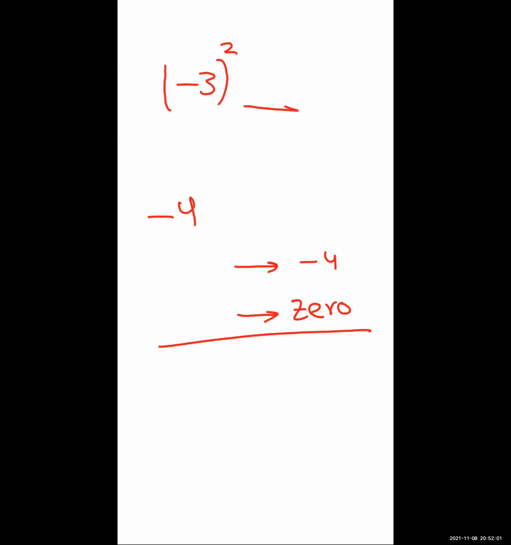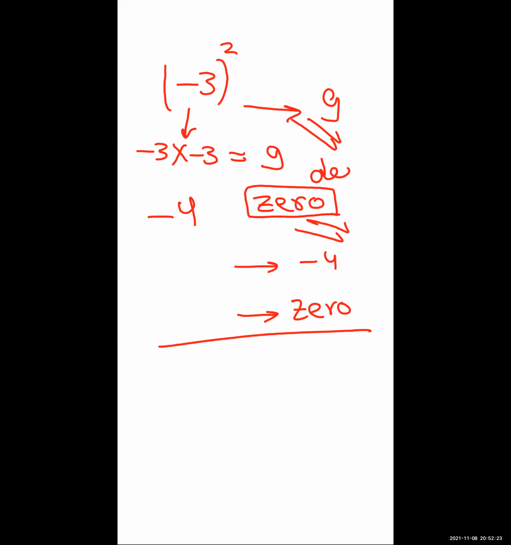One more example. Negative 4. The coefficient is negative 4. The degree? 0. Okay, what about this one? Negative 3 to the power 2. The coefficient is 9. Why? Because this one is negative 3 squared, which means negative 3 times itself, so it equals 9. So the coefficient is 9. Then the degree, of course, is 0. Okay, guys, are we clear about that?